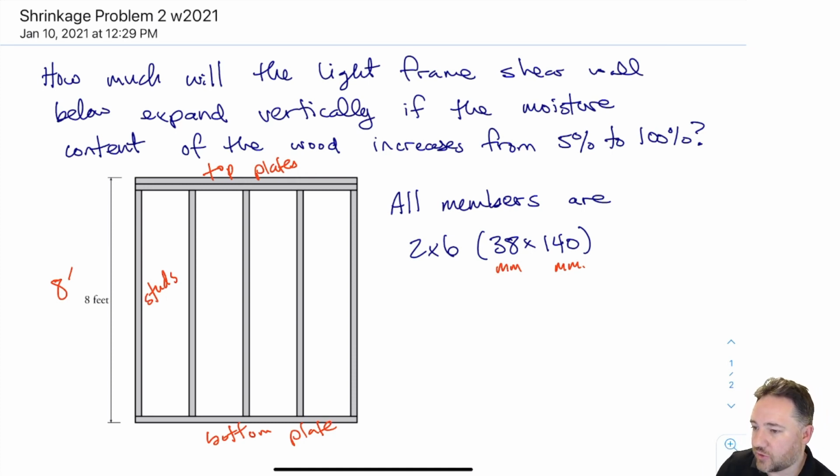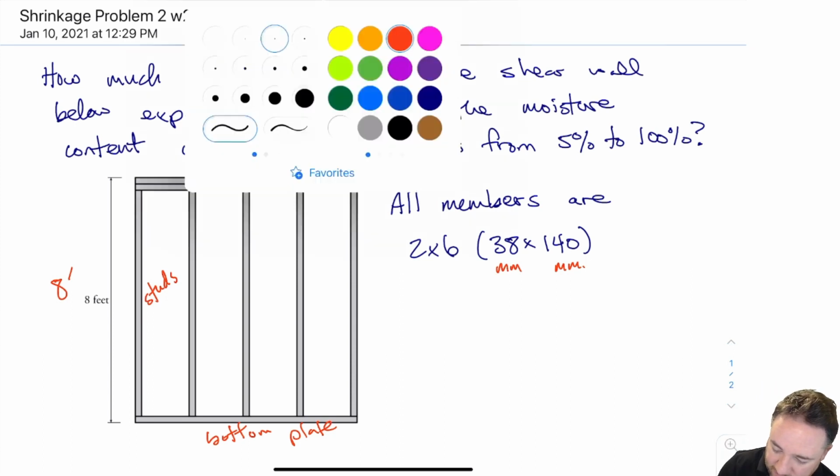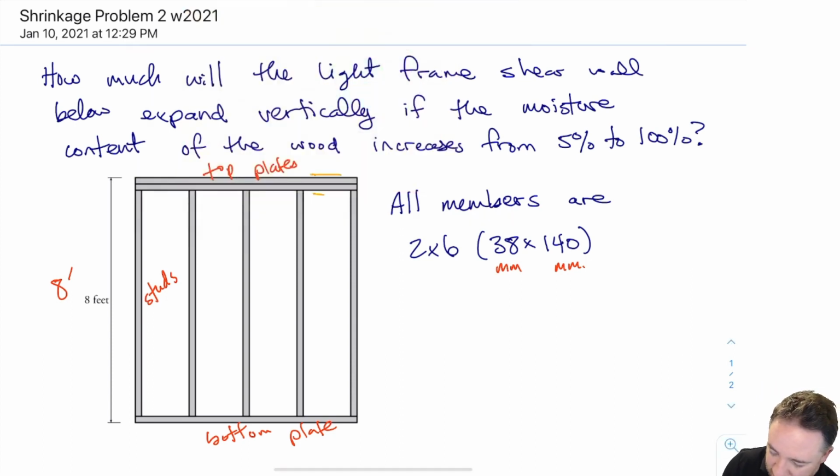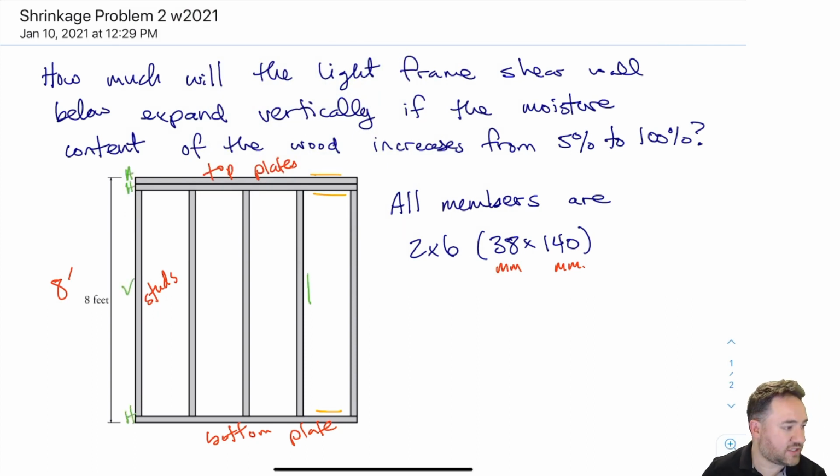We have horizontal members and we have vertical members. These orange ones are horizontal, horizontal, and horizontal. So we've got 3 different members that are horizontal, and 1 member which is vertical. Looking along a vertical line, I have horizontal, horizontal, vertical, and horizontal. So I have 3 horizontal members and 1 vertical member along the height of this wall.